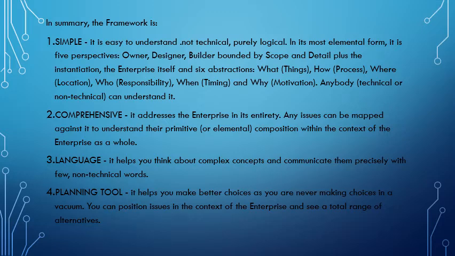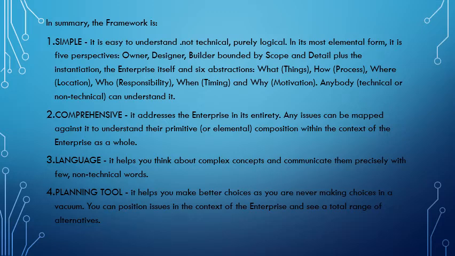So in summary, the framework is simple. It is easy to understand, not technical, purely logical. In its most elemental form, it is five perspectives: first is owner, designer, builder, bounded by scope and detail, plus instantiation, the enterprise itself, and six abstractions: what, how, where, who, when, and why. Anybody can understand it. Second, it is comprehensive. It addresses the enterprise in its entirety. Any issues can be mapped against it to understand their primitive or composite nature within the context of the enterprise as a whole. Third, it is a language. It helps you think about complex concepts and communicate them precisely with a few non-technical words.